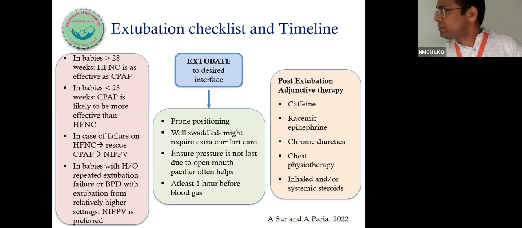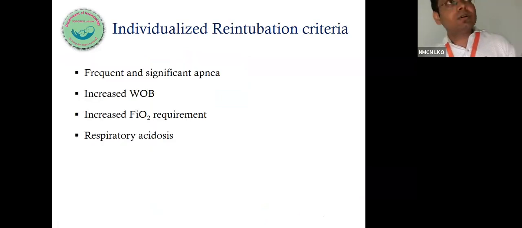Then diuretics can be used. Chest physiotherapy should be done, and inhaled or systemic steroids can be used, and ongoing monitoring and evaluation should be continued. Some of the babies might require reintubation also. We have to look for signs of increased work of breathing, or if there is frequent apnea.